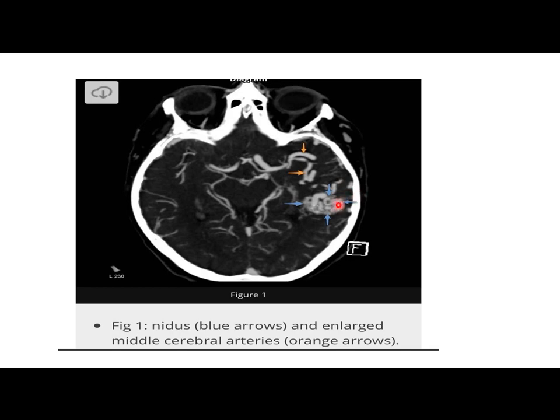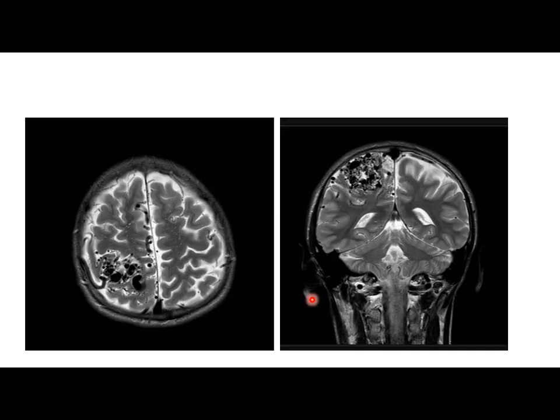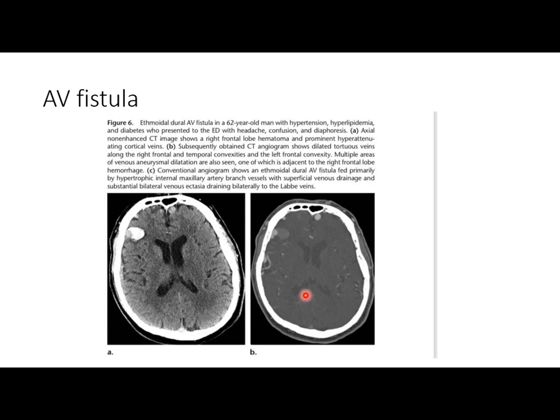Supplying artery. The vein is draining to the superficial part. This is the supplying artery, the middle meningeal, middle cerebral artery supplying the AVM, as the vein was present here. This is the vein. We have AV malformation, which is the abnormal connection between the artery and veins, and it will form a nidus like this, as we discussed.